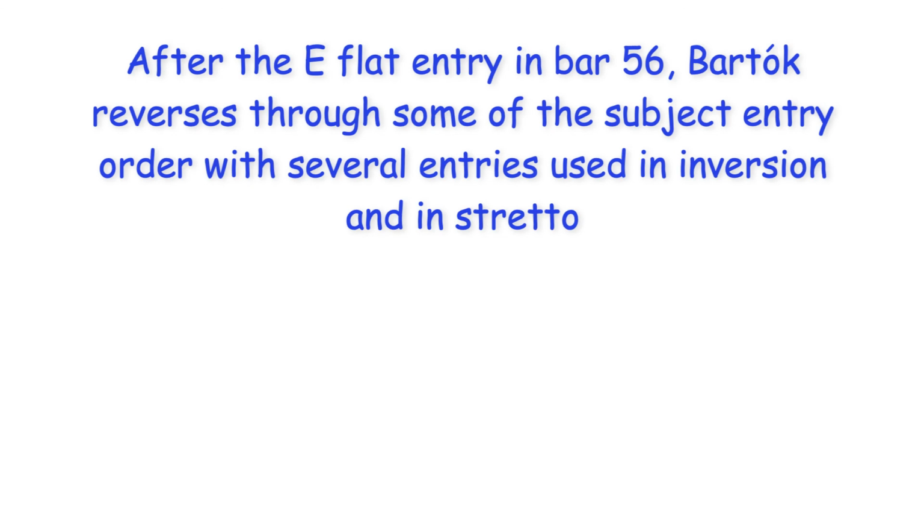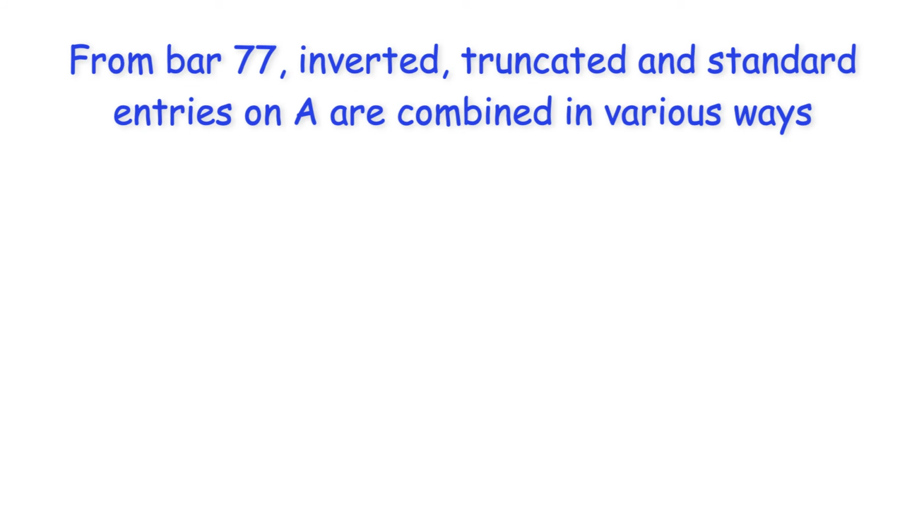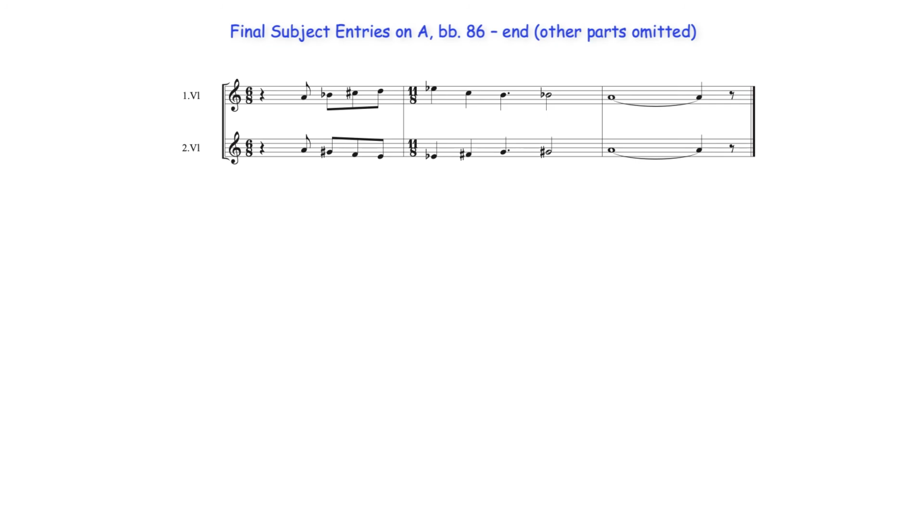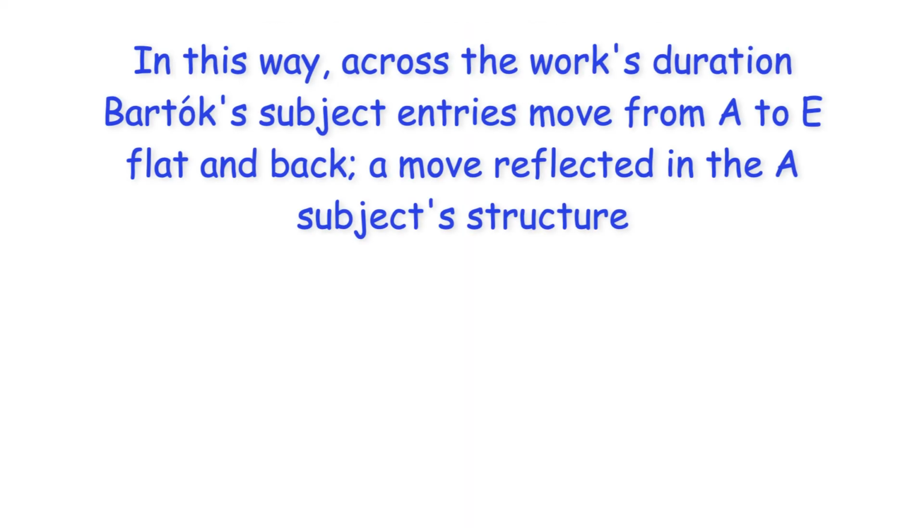After the E-flat entry in bar 56, Bartok reverses through some of the subject entry order, with several entries used in inversion and in stretto. From bar 77, inverted, truncated and standard entries on A are combined in various ways to conclude the work with this final dual entry, using a version of the standard entry combined with its inversion. In this way, across the work's duration, Bartok's subject entries move from A to E-flat and back, a move reflected in the A subject structure.